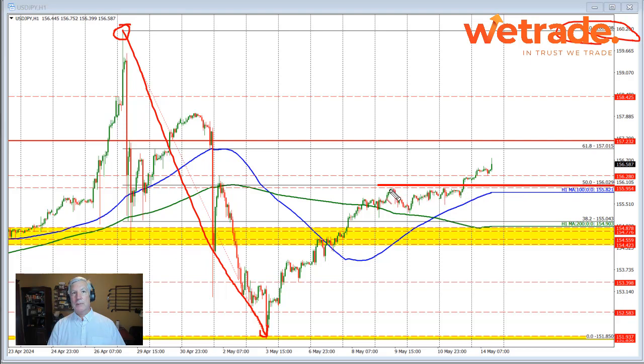Tilts the bias more to the upside. We also moved above this ceiling area, which we had sellers against that 50% retracement here and here a little bit, and here a little bit, and here.